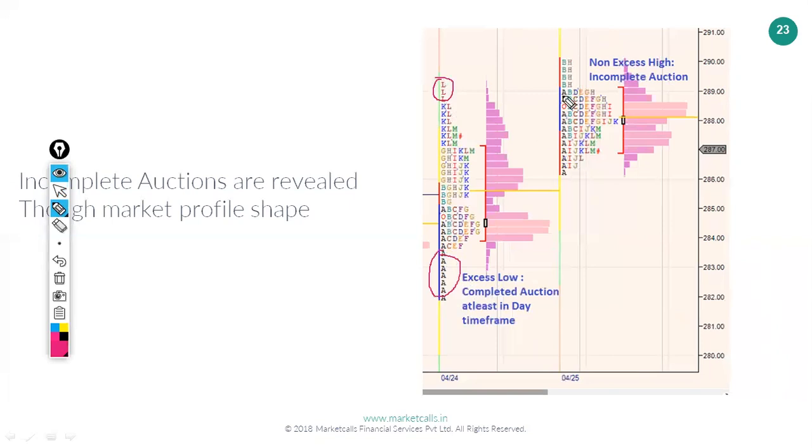Whereas a poor low, this is a poor low because it's only having one tick at the lows, or a poor high because there are no ticks at the day's high. So we call that a poor high. Also, we call it an incomplete auction. We call the other a completed auction. If you're seeing an excess low, we call that a completed auction. Even the high also, it's a kind of a completed auction. So it's kind of a good high.